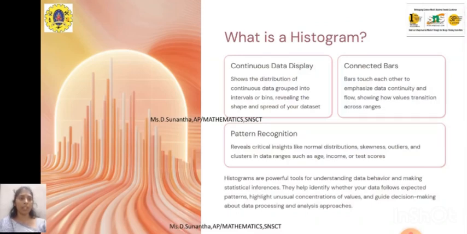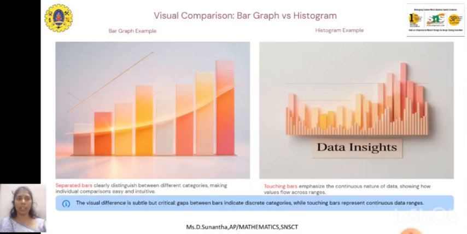Next, what is a histogram? Continuous data display, connected bars, pattern recognition. This shows the distribution of continuous data grouped into intervals or bins. The bars touch each other to emphasize data continuity and flow, showing how values transition across. Next is pattern recognition: it reveals critical insights like normal distribution, skewness, outliers, and clusters in data ranges such as age, income, or test scores.